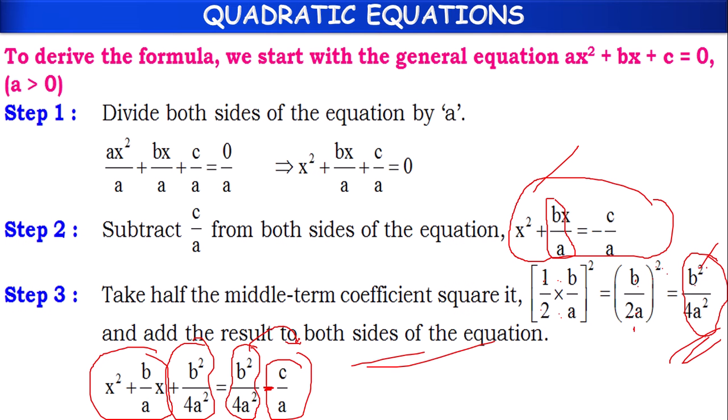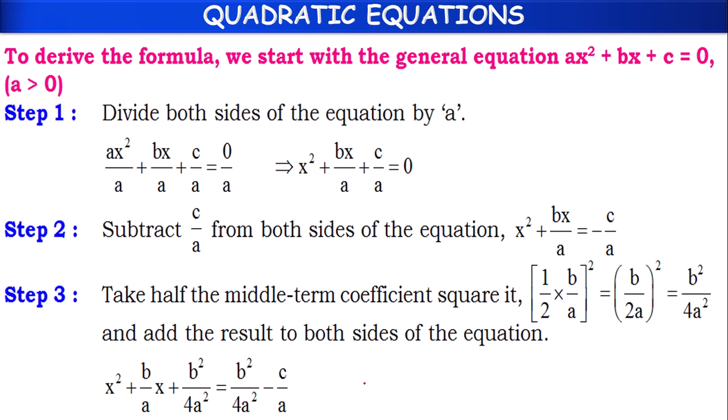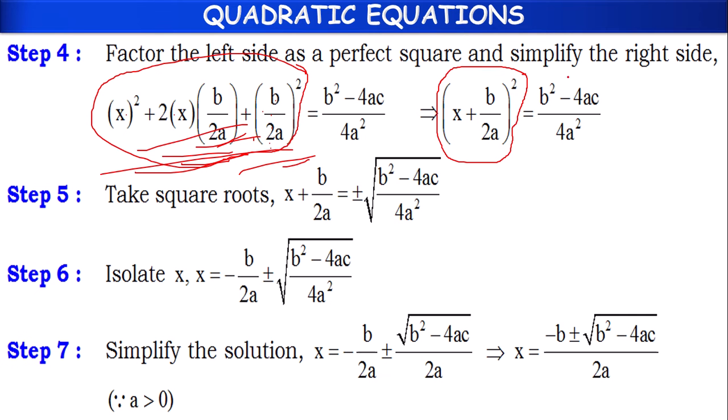On the right hand side, if we take the LCM, here 4a square is the LCM. So here b square minus a is there. So a into 4a, 4a square, 4a into c, 4ac. So the right hand side will be b square minus 4ac by 4a square.